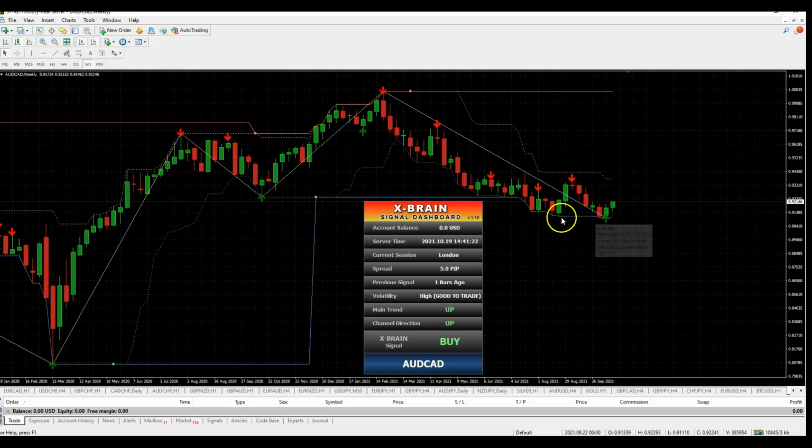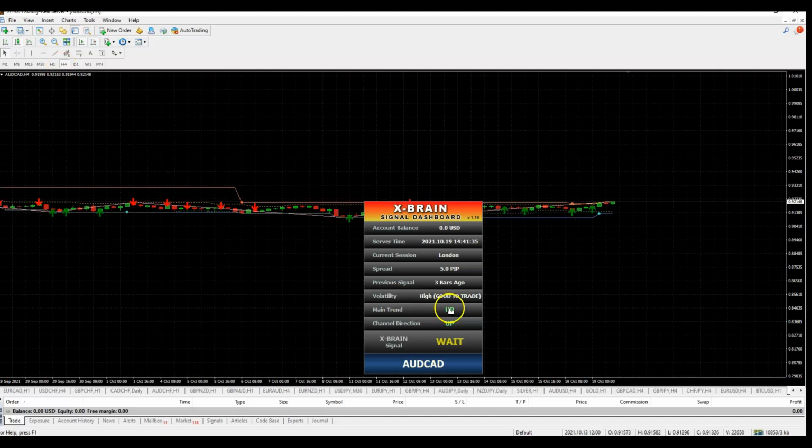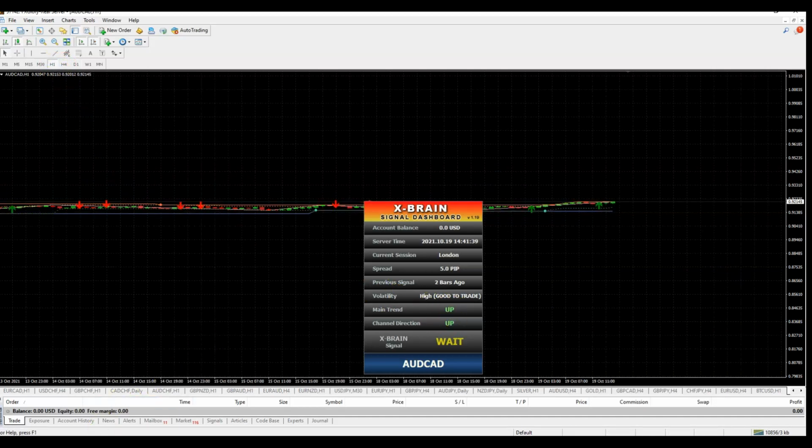Notice a double bottom here on Australian dollar. I'm sorry, Aussie Canadian dollar on the weekly chart. Daily chart, also in an uptrend. 4-hour chart shows it's in an uptrend, and the 1-hour chart as well.